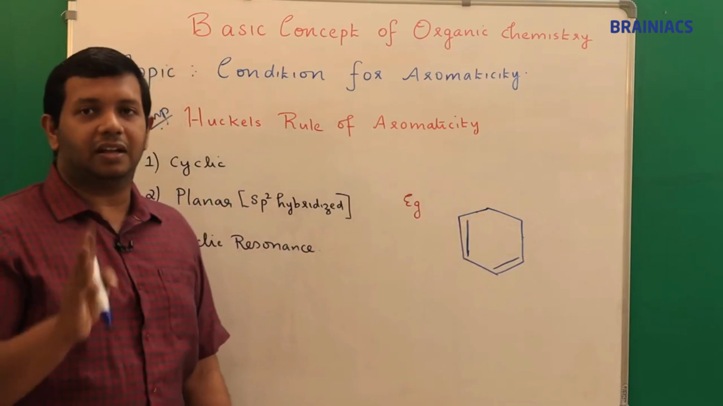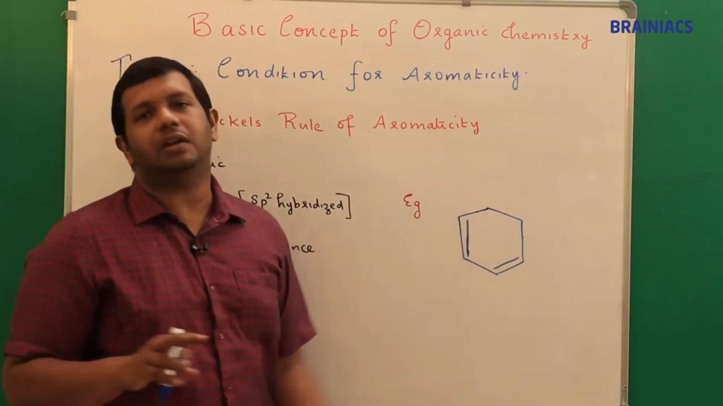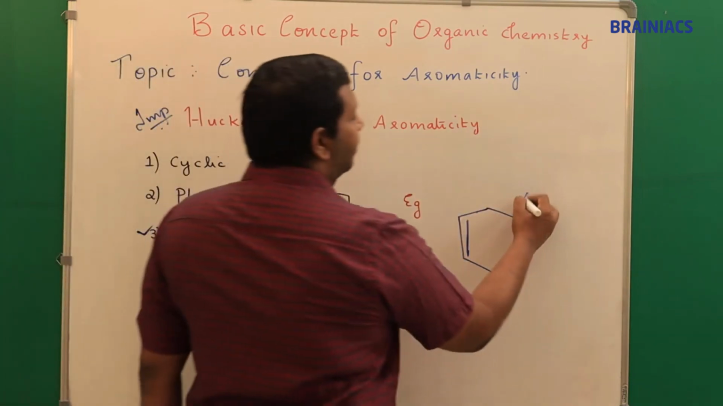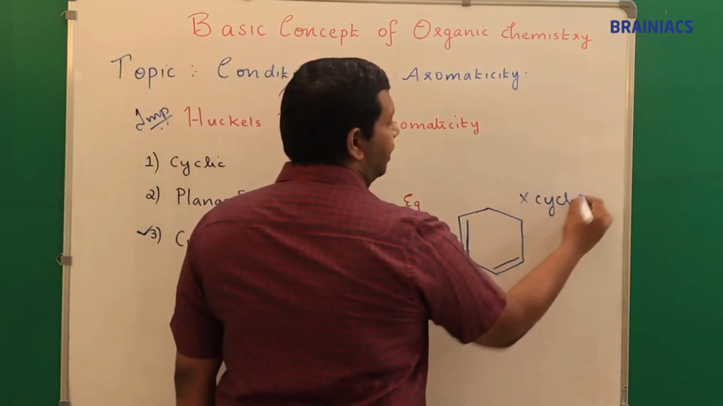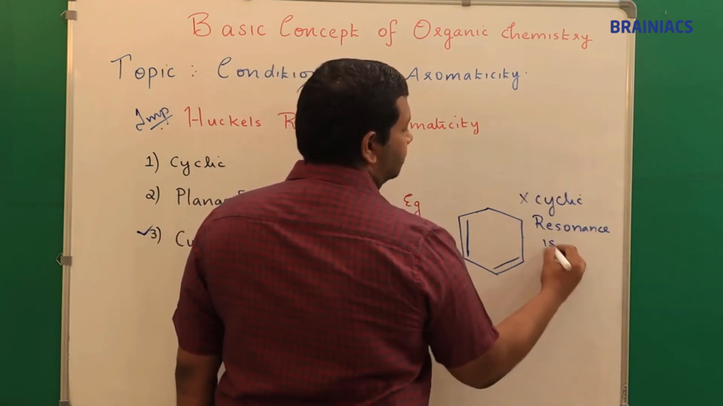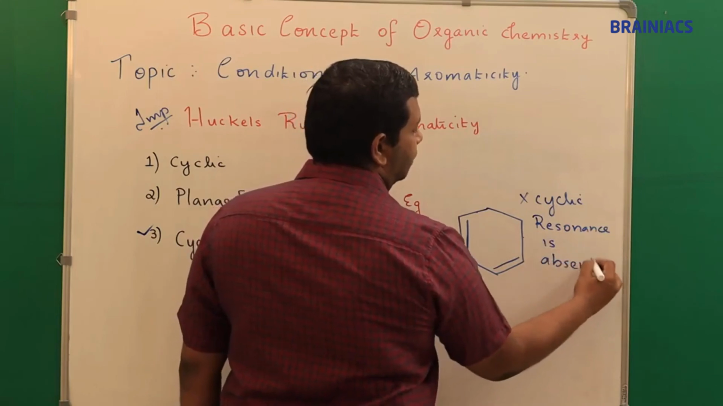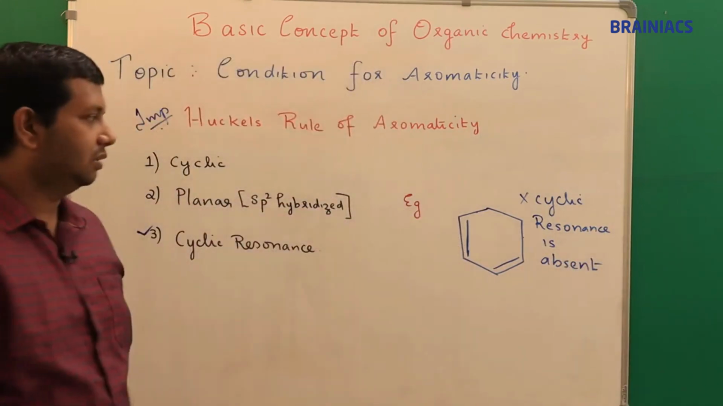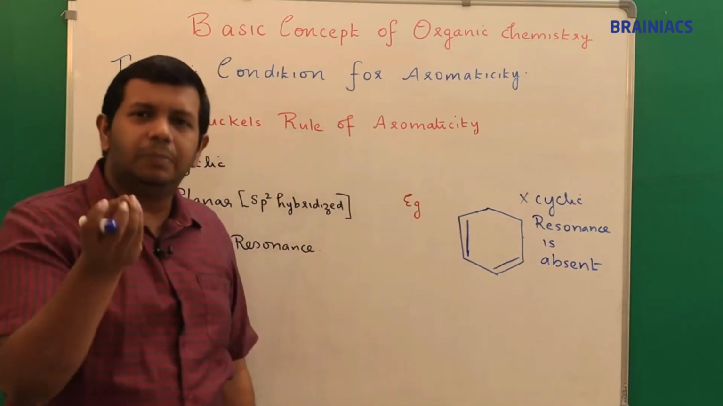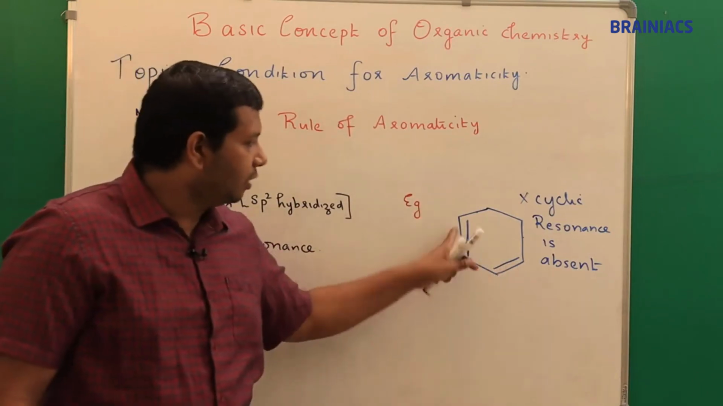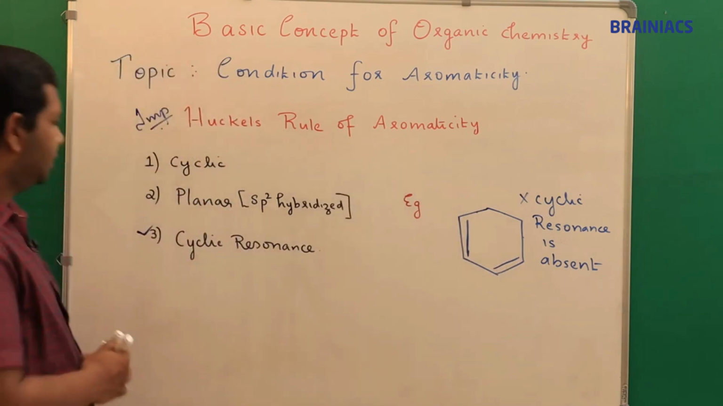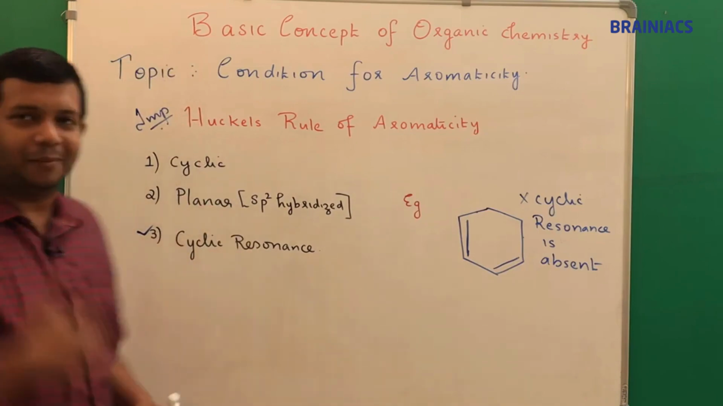As I told, cyclic resonance means it should be present throughout the cycle, but here it is not present throughout the cycle. So I can say cyclic resonance is absent. Cyclic resonance is absent. Understood? But if resonance is present means yes, resonance is present. So a little bit of conjugation is present. Double bond, single bond, double bond. Clear? So I hope the cyclic resonance concept is somehow clear for you.